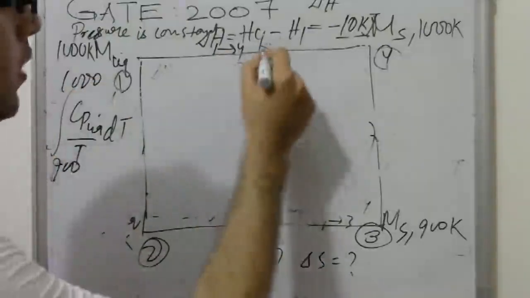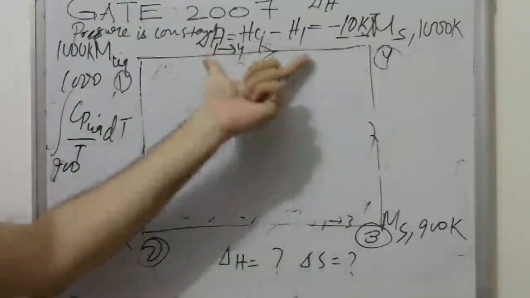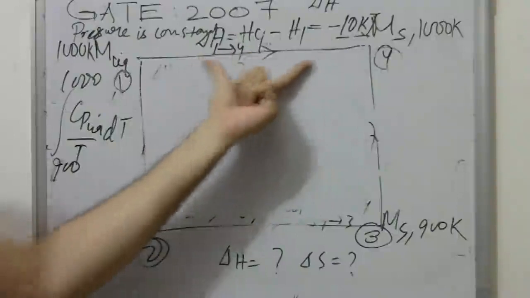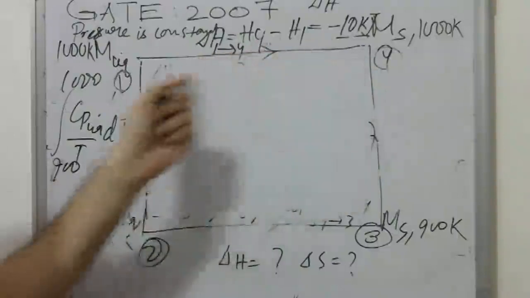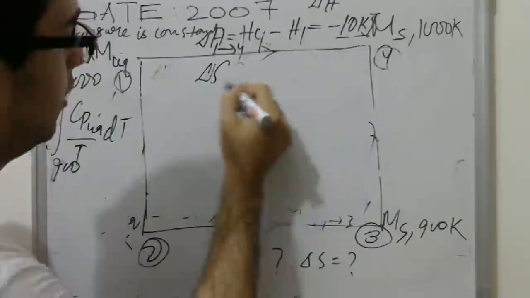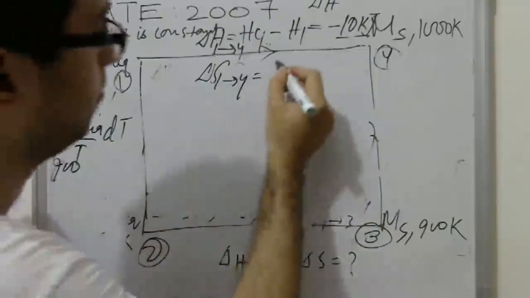For this one, see, remember, it's at constant temperature. This is an equilibrium state. Liquid transformed to solid at a constant temperature. This is a phase change. No change in temperature. This reaction is occurring at 1000 K. So your delta S for 1 to 4 is again minus 10.